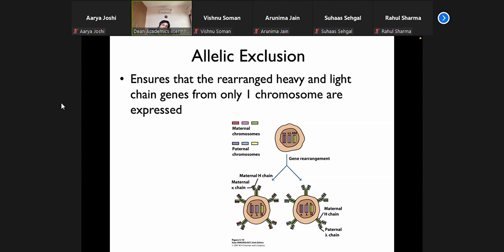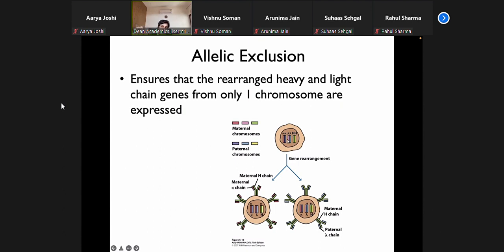And for example, at some time point, if you have a problem in rearranging at one allele, then your cells give you a chance to make this receptor by productively rearranging the second allele. Okay, both for heavy chain and for light chain.